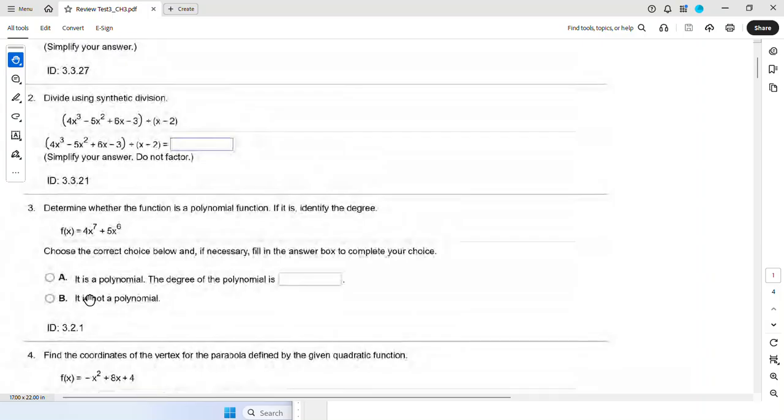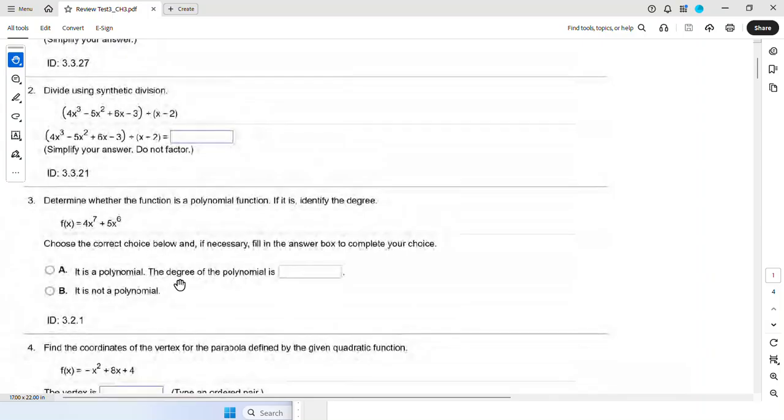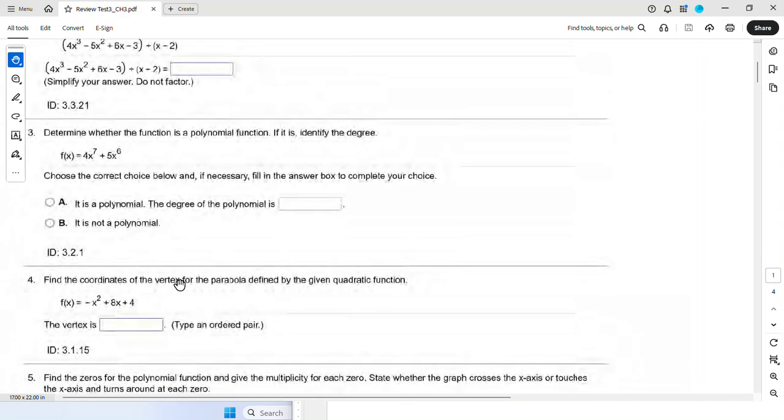All right, look at number 3 here. Is this one a polynomial or not? The answer will be yes, because the powers are all integers. Okay, so it is a polynomial. And this is considered degree 7, the highest degree. Okay, so this is a degree 7 polynomial. All right.